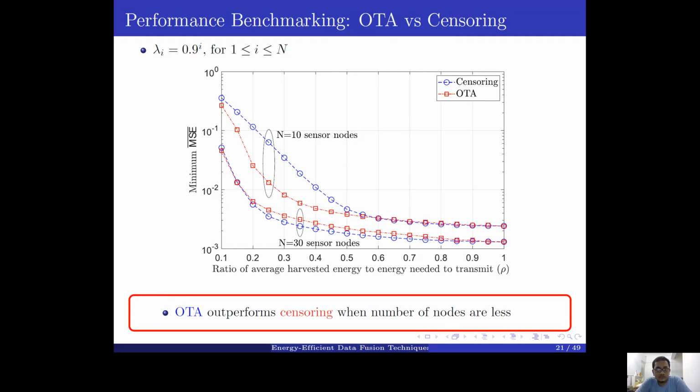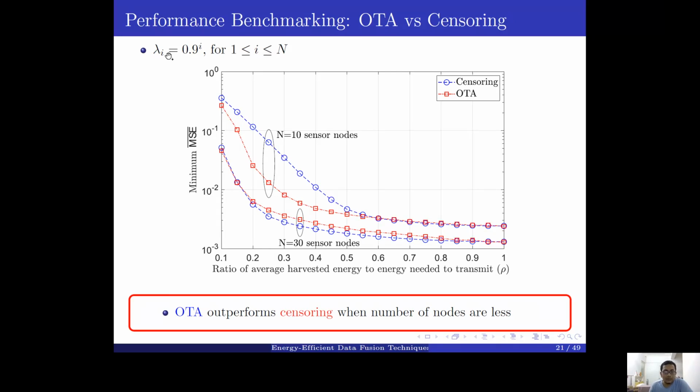Now let's try to benchmark the performance of OTA and censoring. We plot the minimum average mean squared error, MSE bar, as a function of the ratio of the average harvested energy to the energy needed for transmission. So the higher the value of this rho, the more is the average harvested energy compared to the energy needed for transmission. A lower value of rho indicates that the nodes are energy starved.